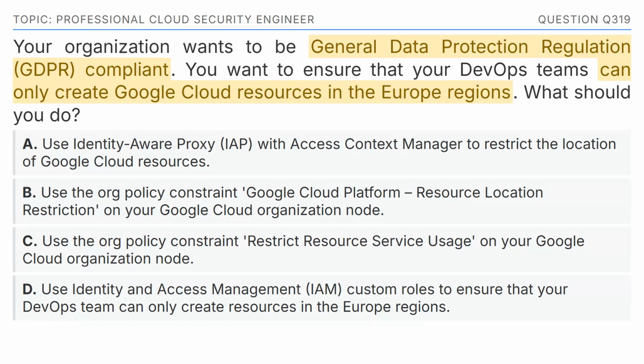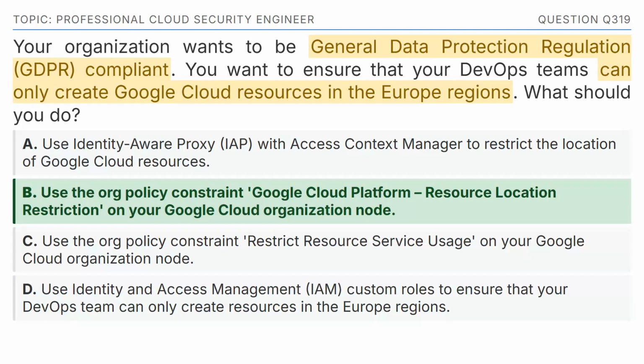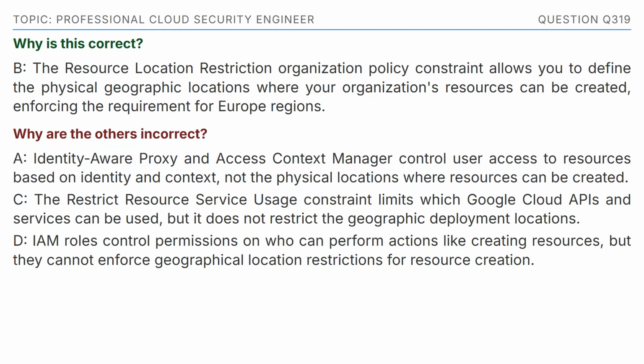To arrive at the correct answer, we focus on the keywords: General Data Protection Regulation (GDPR) compliant, can only create Google Cloud resources in the Europe regions. The correct answer is option B. Use the org policy constraint Google Cloud Platform resource location restriction on your Google Cloud organization node. Why is this correct? B.